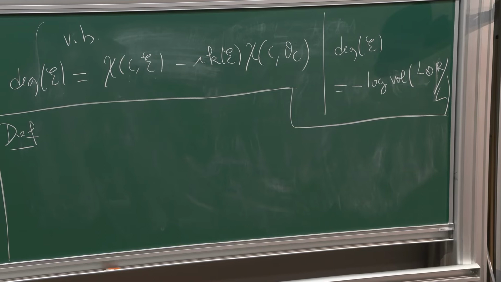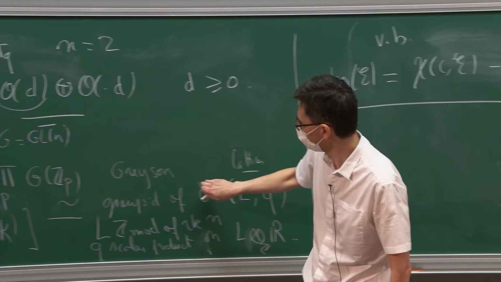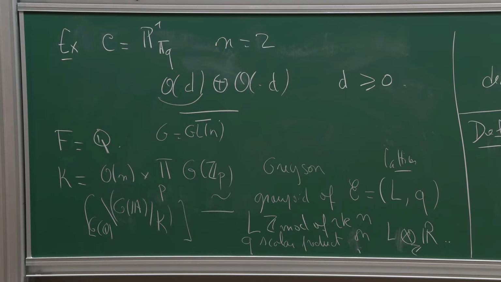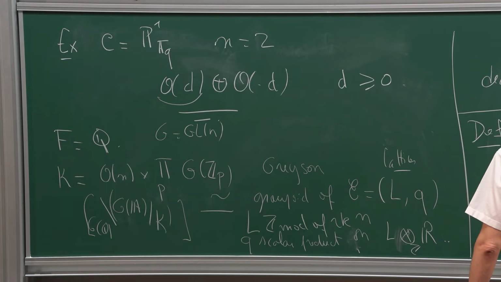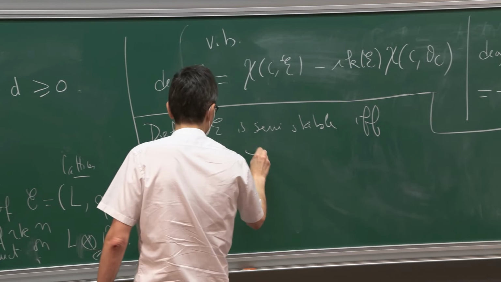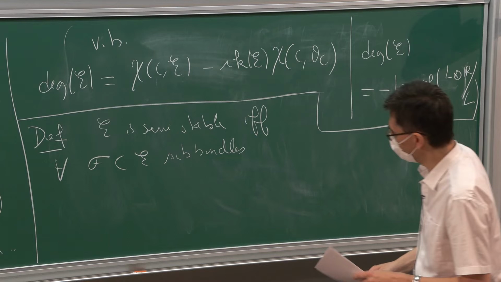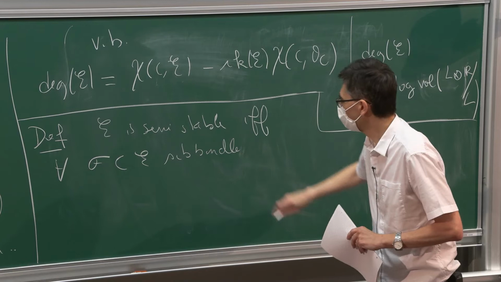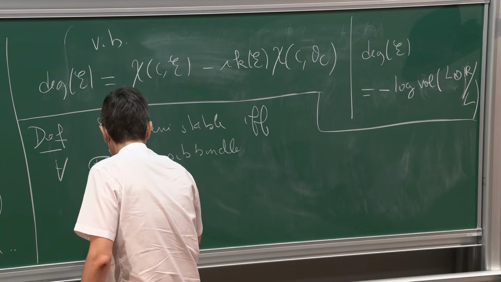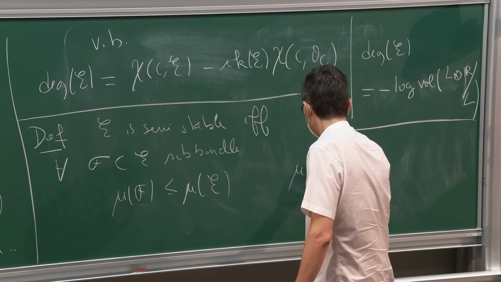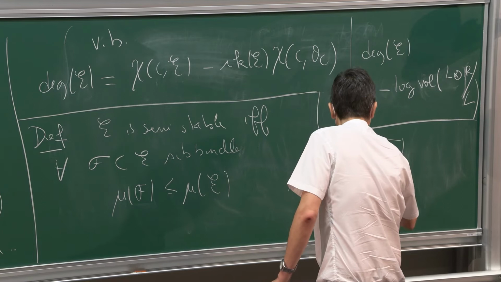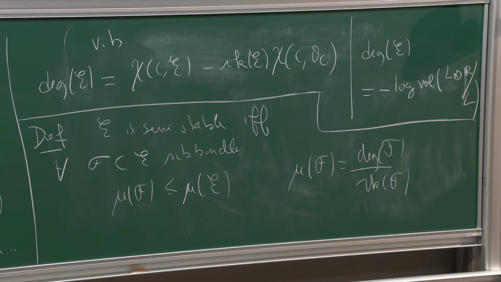Okay. So the definition. I will call indifferently vector bundles either in the Grayson situation or in the situation of vector bundles on curves. So E is semi-stable if and only if for all sub-bundles, that means a sub-module which is necessarily locally free, but the quotient is also locally free, we have a slope inequality. So what is the slope? This is the quotient of the degree by the rank.